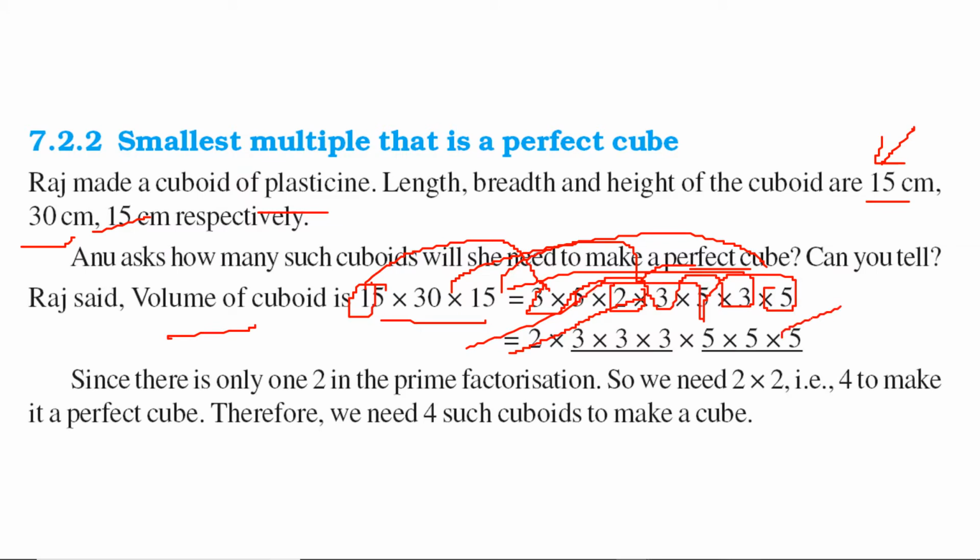So 5 into 5 into 5, 3 into 3 into 3, but we have only one 2. So if we multiply 2 and 2, we get 2 cube. These are two 2's and this is one 2. So you get 2 cube. So 2 into 2, this is 4, this is what is needed. Therefore 4 such cuboids are needed to make a cube.